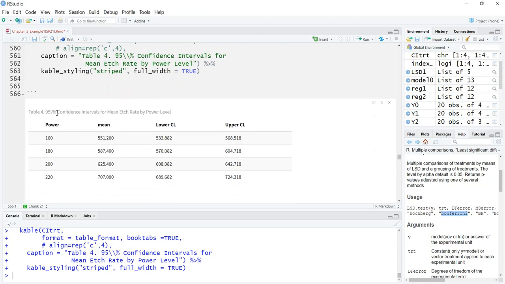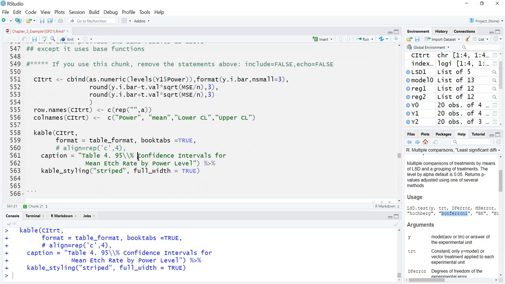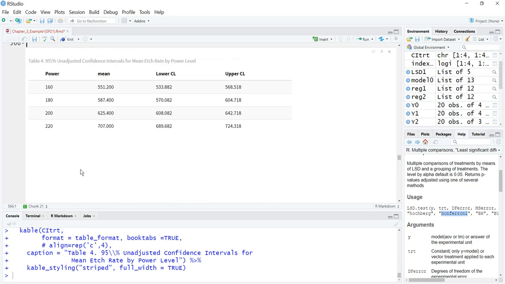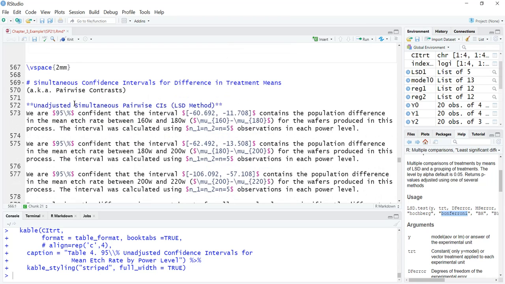So here is 95% confidence intervals for mean etch rate. You'll see they're the same except rounded to 3 decimal places, and it doesn't have all the other information. Okay, and I should say, let me change it while I'm thinking about it, 95% unadjusted confidence intervals. All right, so that we know what we're looking at, unadjusted, not controlled for experiment-wise error.